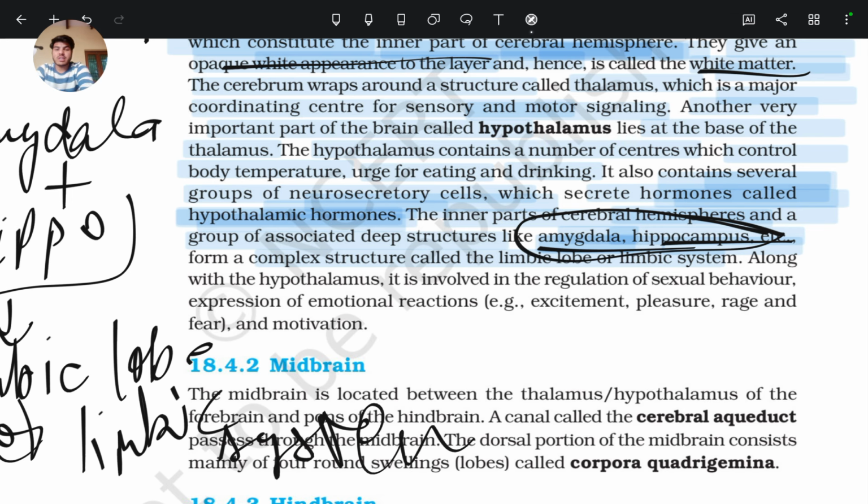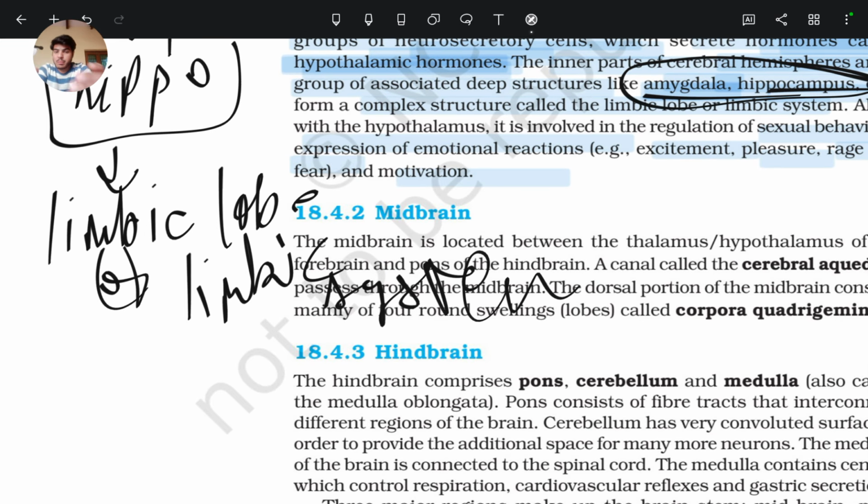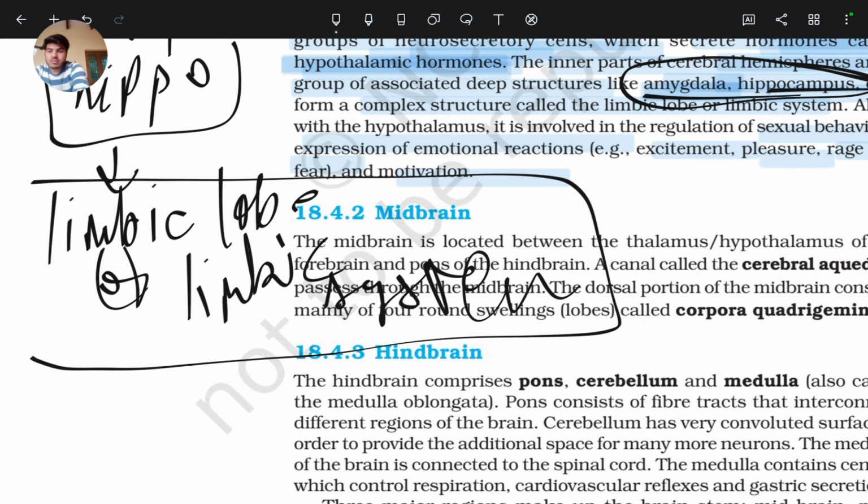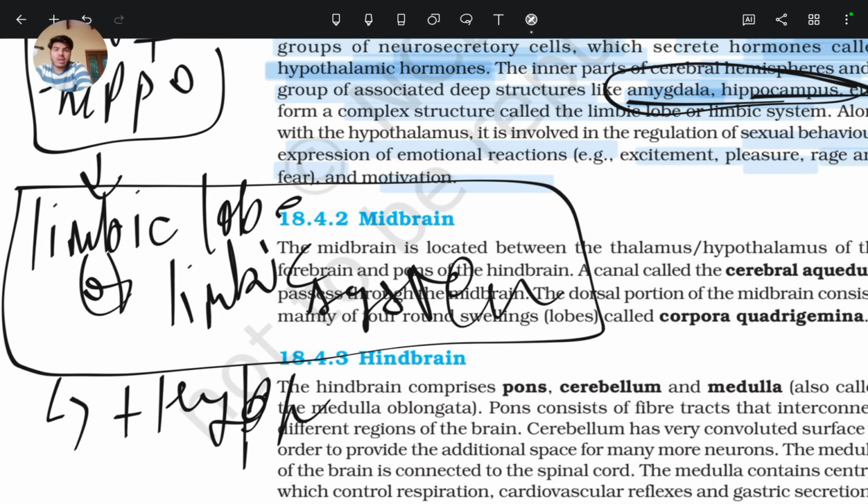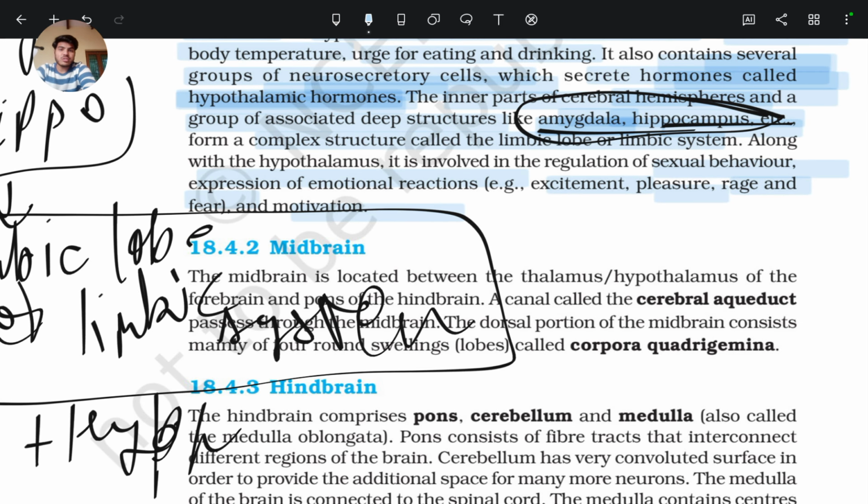Along with the hypothalamus, the limbic system is involved in the regulation of sexual behavior, expression, and emotional reaction, for example excitement, pleasure, rage, fear, and motivation.